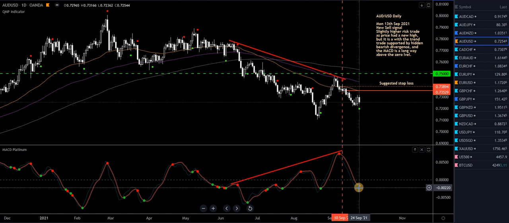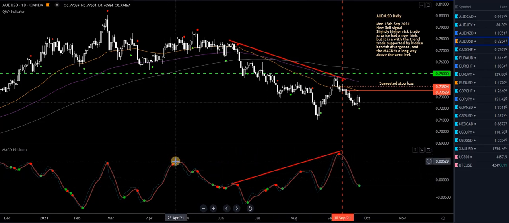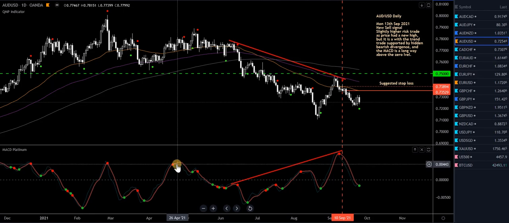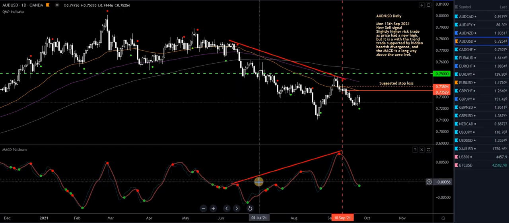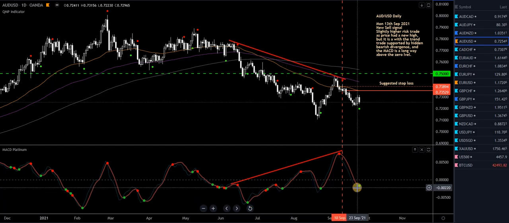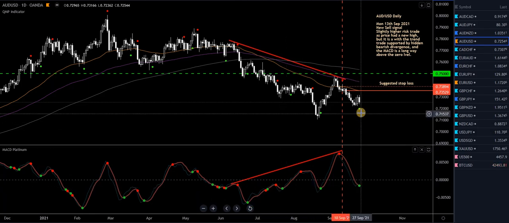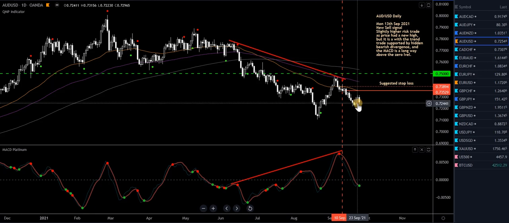MACD Platinum's below the zero level. Remember, with the MACD Platinum, we're looking to sell when it's above the zero level, which is this grey dotted line, and we're looking to buy when it's below the zero level. So in this case, we're still below the zero level, so it's still a valid buy signal. I'm not going to take it.